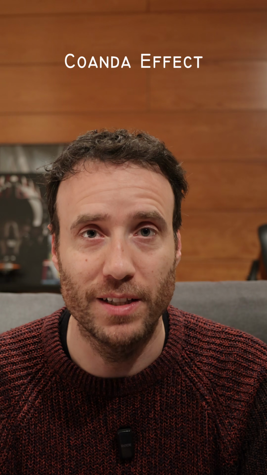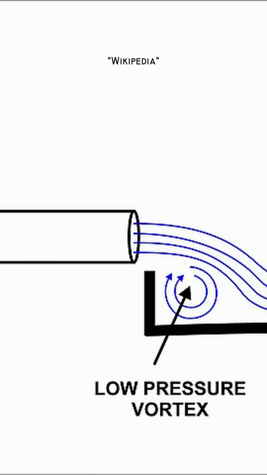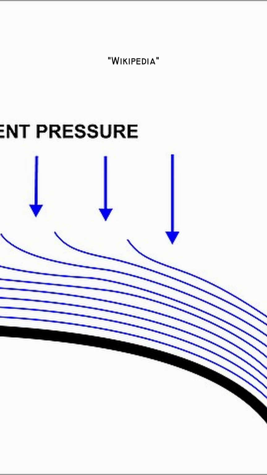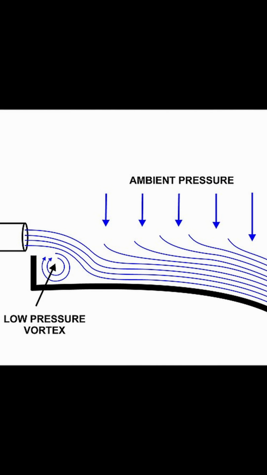That's the Coanda effect. When a fluid comes close to a surface, a small low pressure area is created which bends the fluid and attaches it to the surface of the object. This might sound super strange, but it's super easy to check if you have streaming water and a spoon.